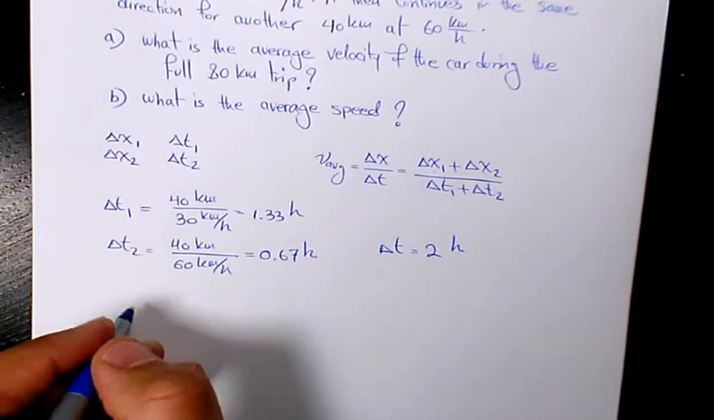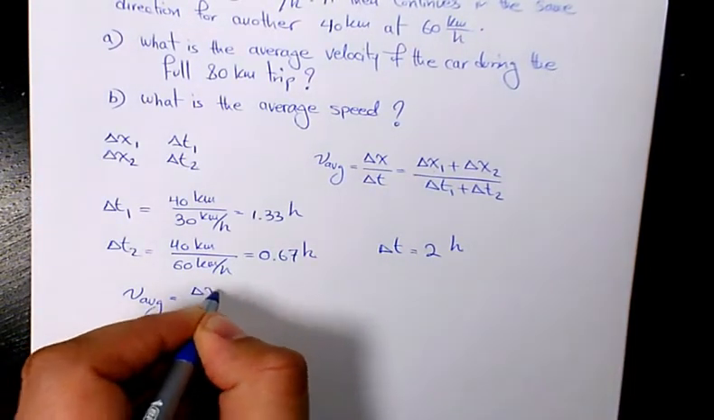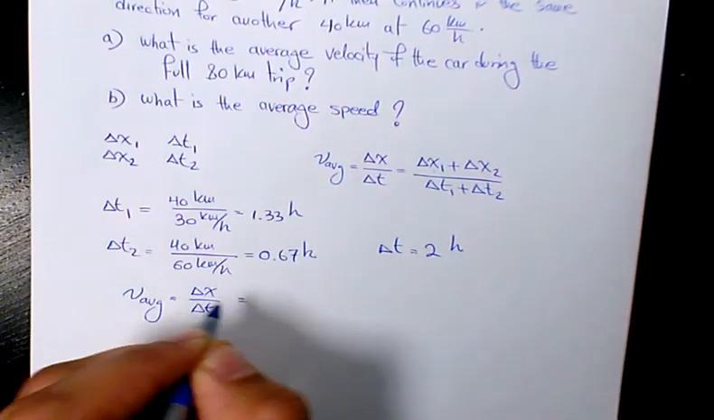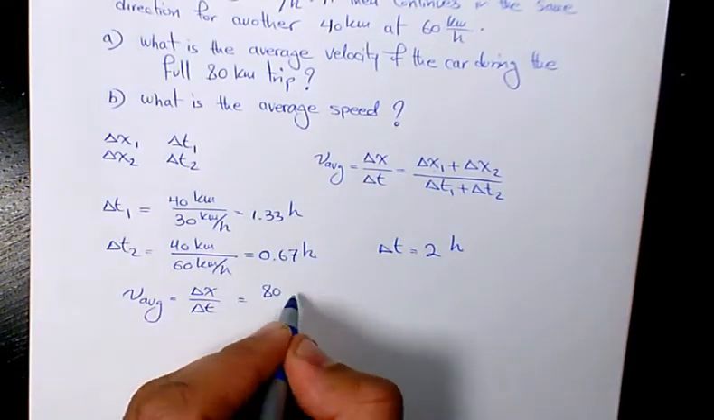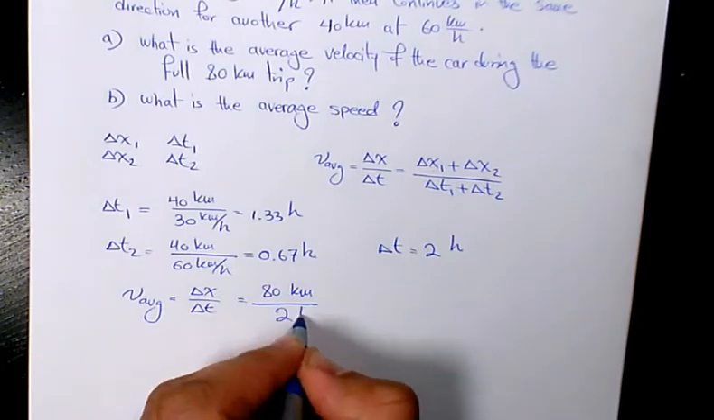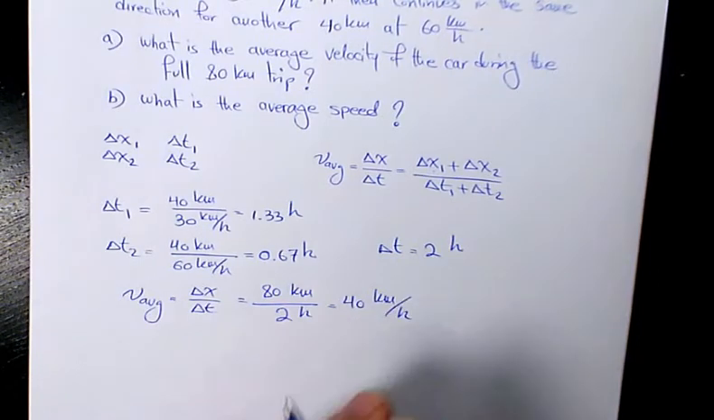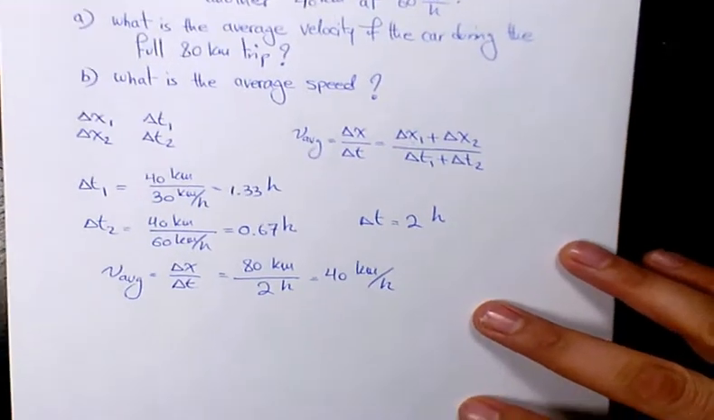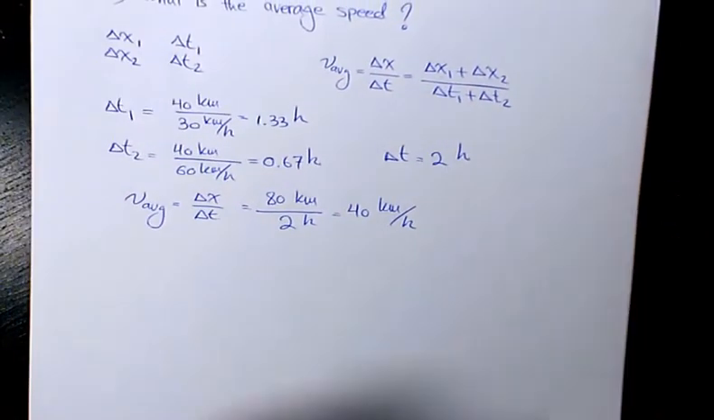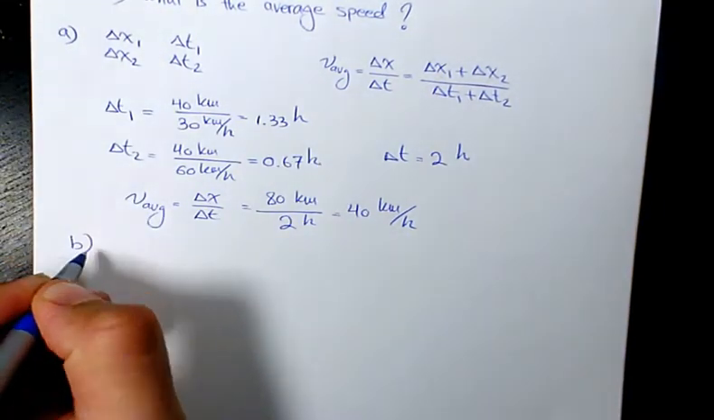So the average velocity is going to be delta x divided by delta t. So the total displacement is going to be 80 kilometers divided by 2 hours. So it's going to be 40 kilometers per hour. So that's the answer to part A. Let's do part B. So this one was part A and this one is part B.